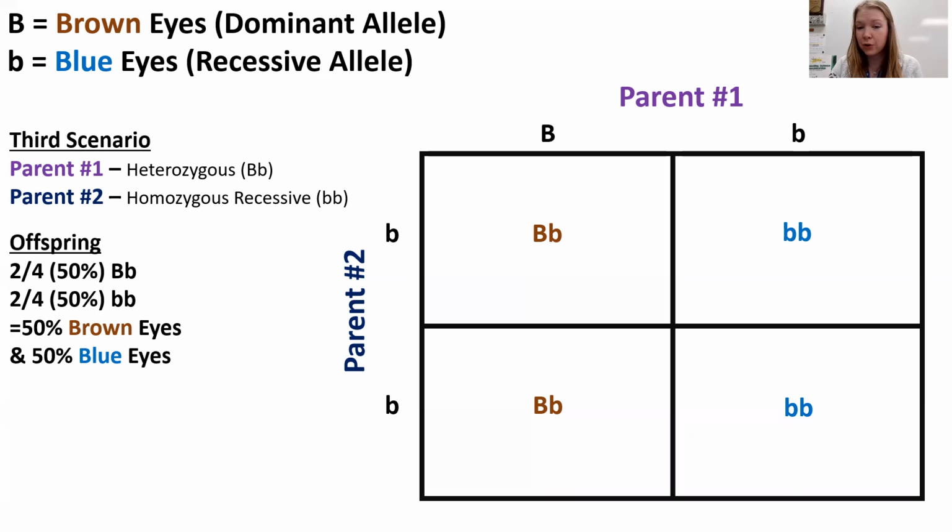In order for the recessive trait to be displayed, that means you need both the alleles to be recessive. And so if these 2 parents had a child, there is a 50% chance that the offspring would have brown eyes and 50% chance that they would have blue eyes.